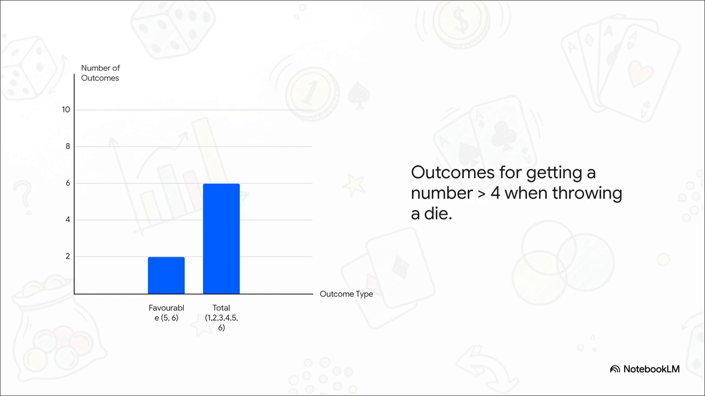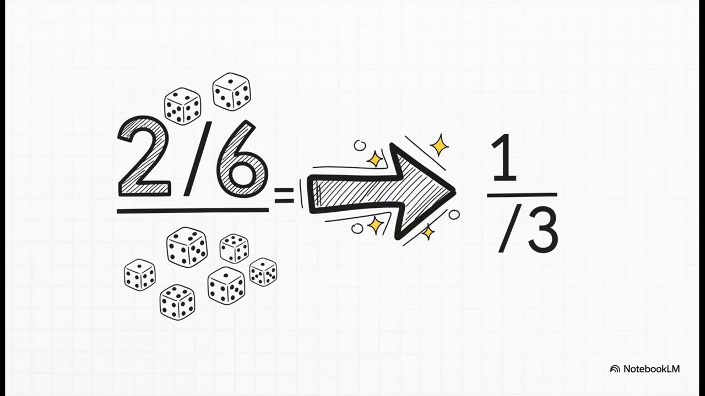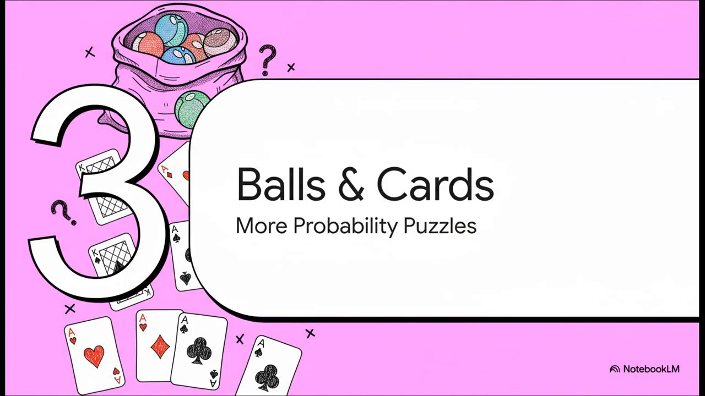Now, step 2, total outcomes. How many sides does the die have? 6. So the total possibilities are 1, 2, 3, 4, 5, and 6. That's 6 total outcomes. And now for the final magic step, divide. Favorable over total. That's 2 divided by 6. And remember, it's always good practice to simplify the fraction. So 2 over 6 becomes 1 over 3. And that's it. You just solved a typical exam question. Simple, na. Awesome.